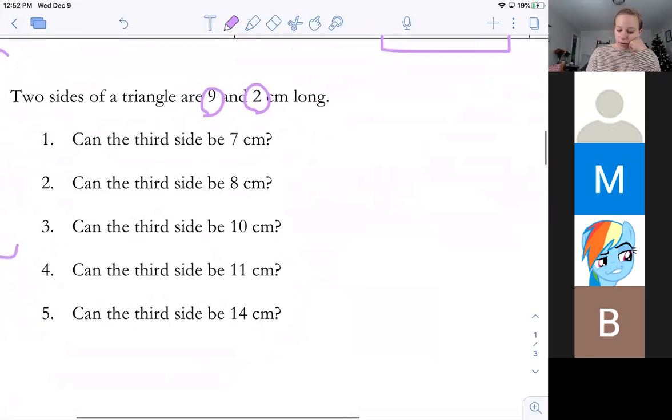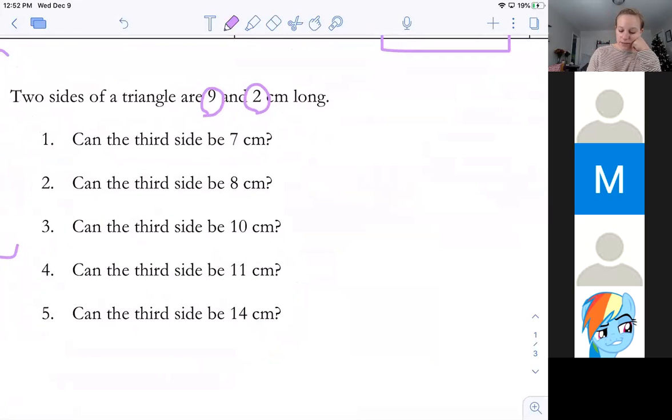Two sides of a triangle are 9 and 2. Can the third side be 7? No. Why not? Because when you do the 9 minus 2 and 9 plus 2, the number has to be in between 7 and 11, and it's not including 7, so you can't have 7.